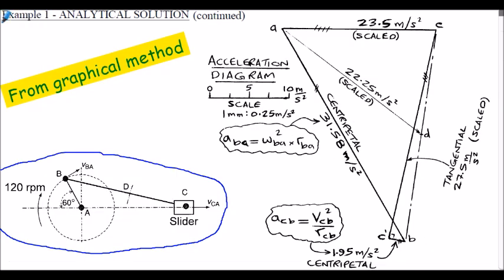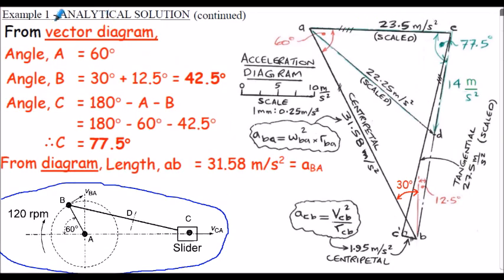So example 1 continued. Let's now consider the acceleration diagram from our graphical method. And we're now going to try and determine these various values that were scaled on the graphical method. We're going to try and calculate these values using the analytical method. Example 1 continued. So here's the commencement of the analytical solution. I've added the acceleration vector diagram from the previous presentation here for reference.